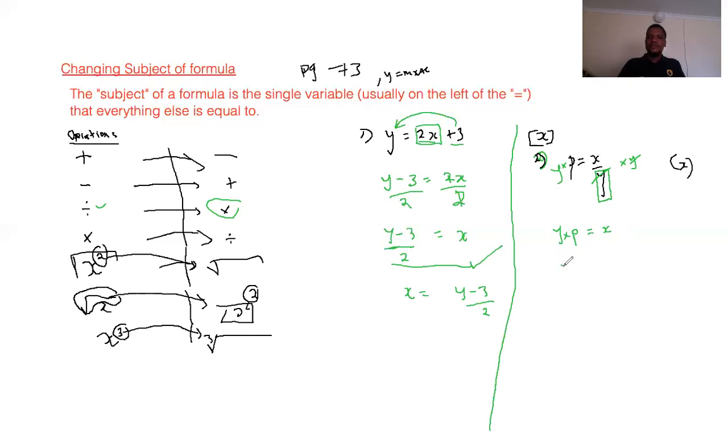Now this means we have py is equal to x. Once x is on its own, we are done with changing the subject of the formula. So you can say x is equal to py. This is the answer. So you see that it's not something difficult. You just have to follow what is going on. Make sure you are taking your steps nicely. Don't follow any wrong steps. Okay, I'll continue.